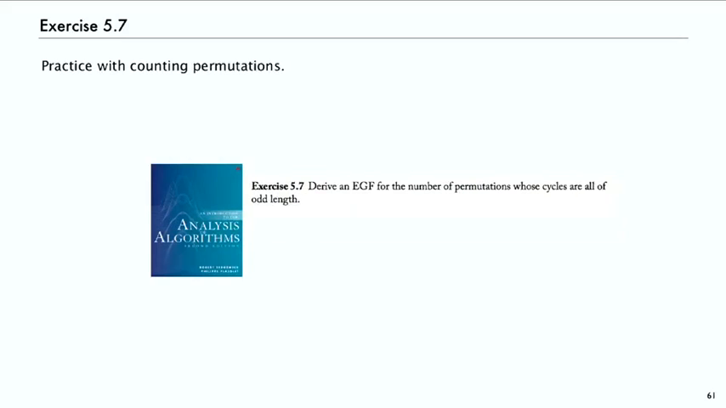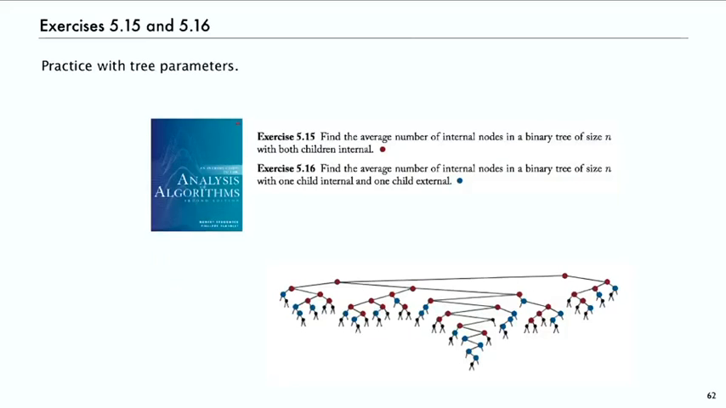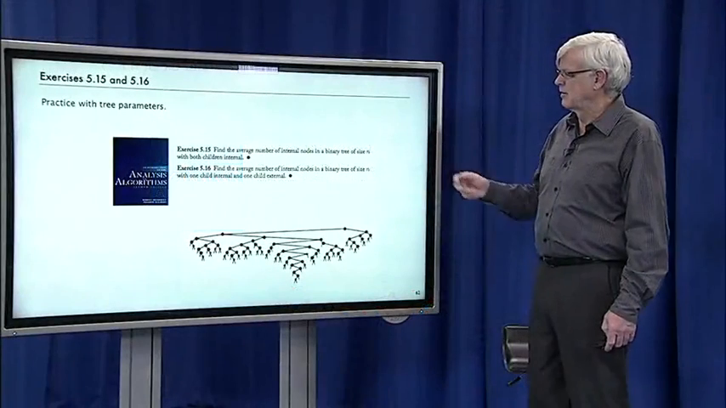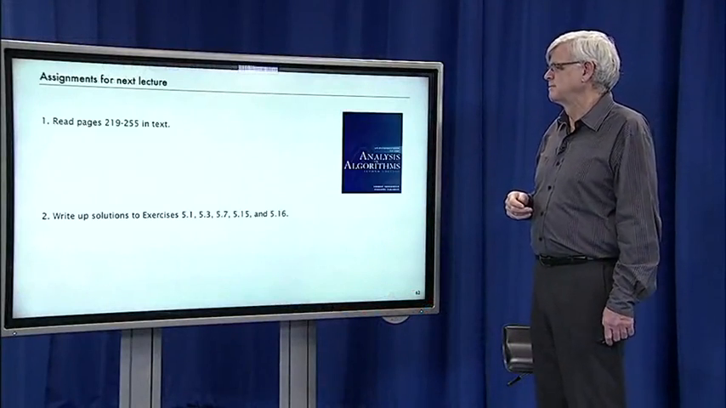Permutations: what about when the cycles are all of odd lengths? That's an easy one. Tree parameters: the red nodes here have both children internal, and the blue ones have one internal and one external. So what's the average number of red nodes and blue nodes? We already did the average number of leaves is n over 4. So those are similar problems.